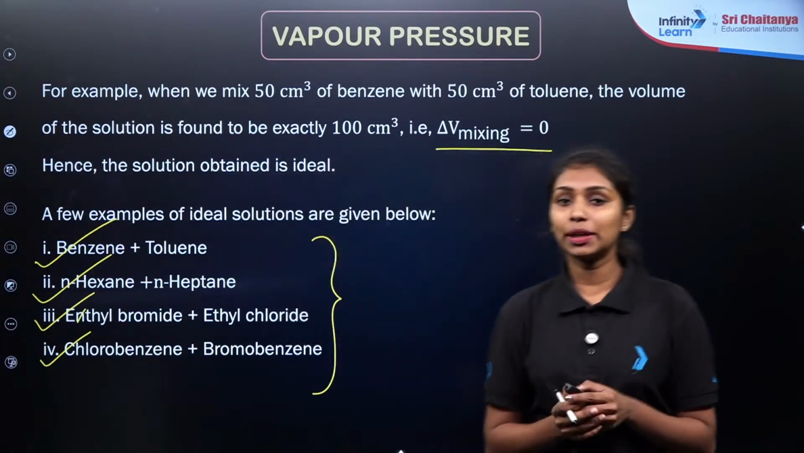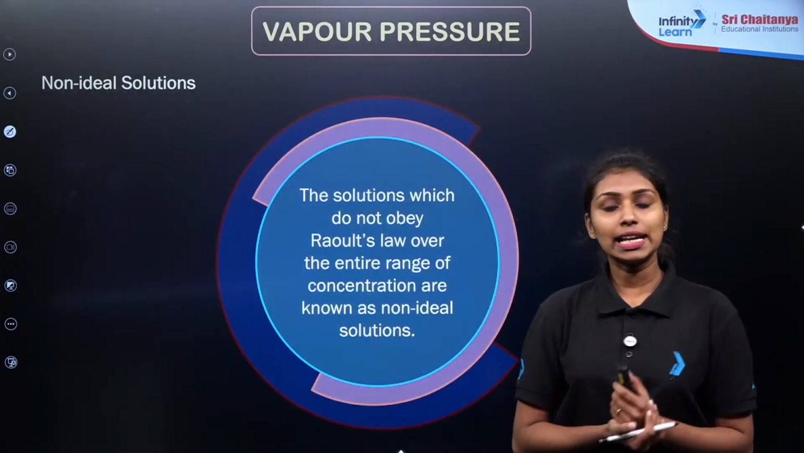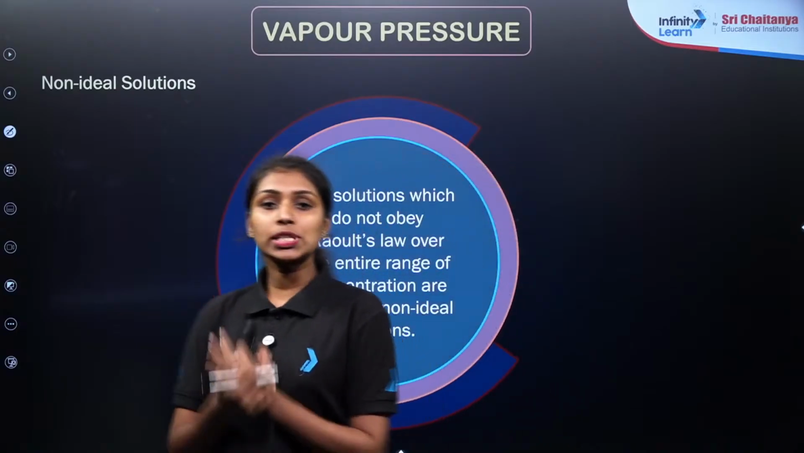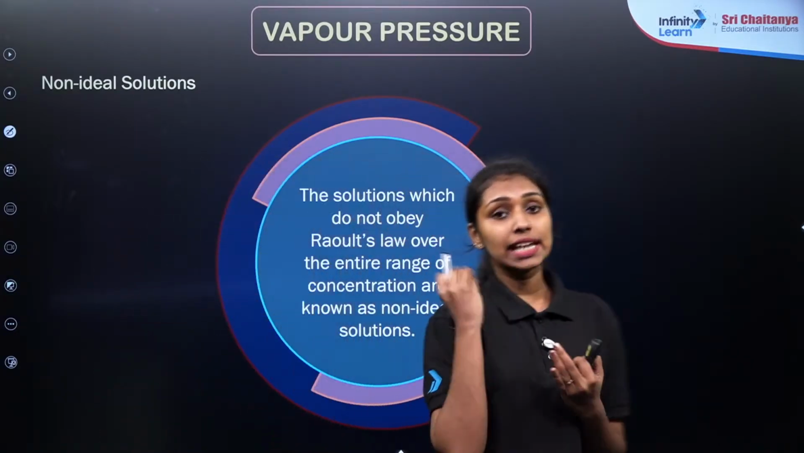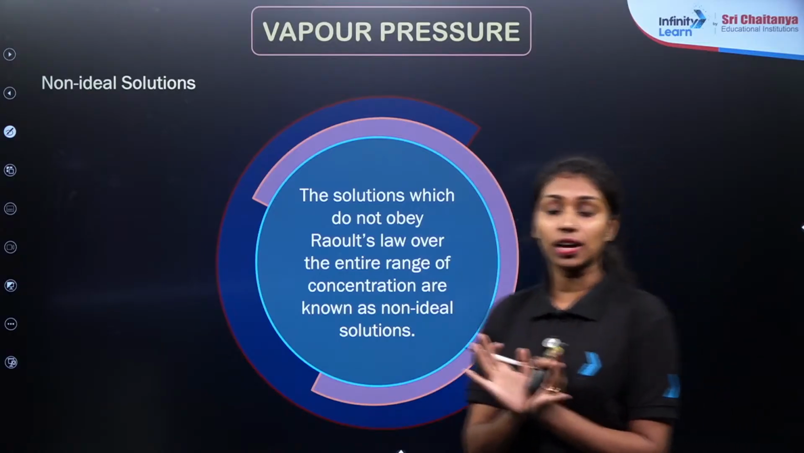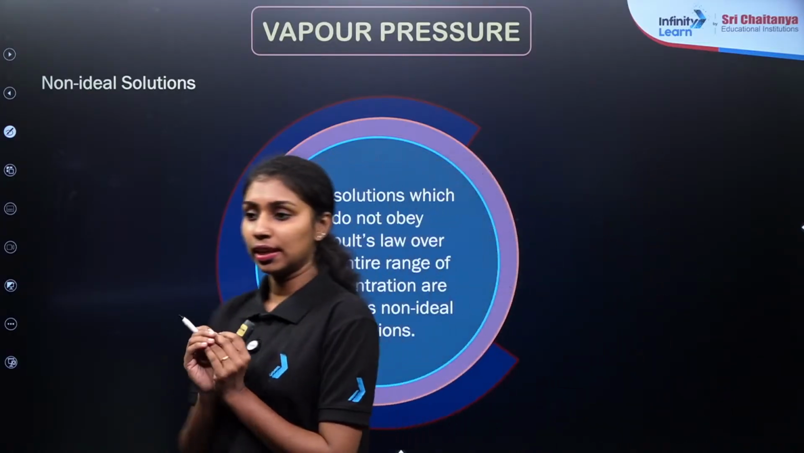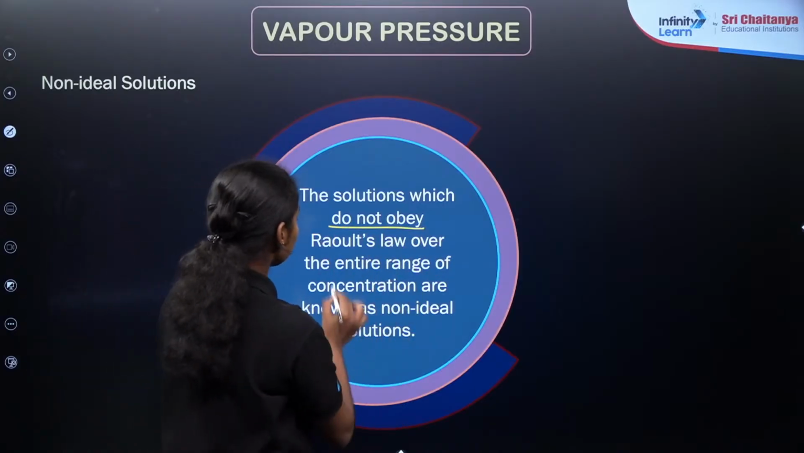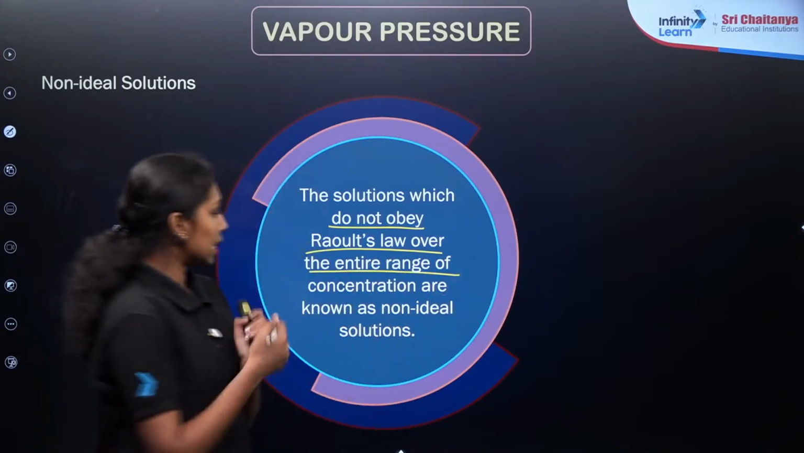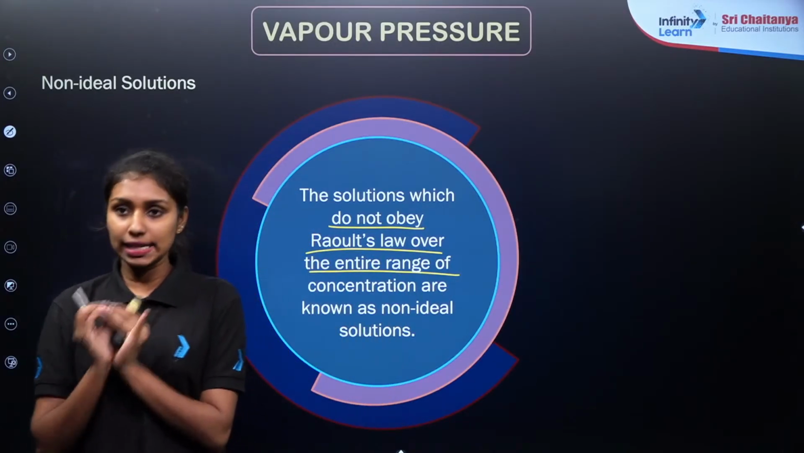Right? Then what do you mean by non-ideal solutions? Non-ideal solutions are just the opposite of that. Any solutions which do not obey Raoult's law over the entire range of composition or concentration are known as non-ideal solutions. They do not obey Raoult's law, right? These particular solutions are known as non-ideal solutions.